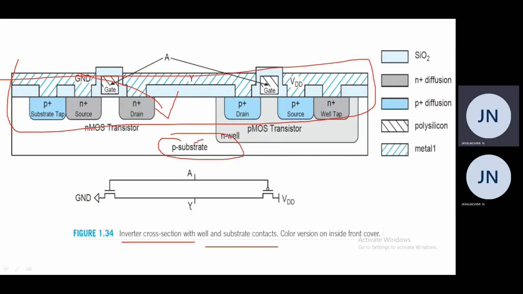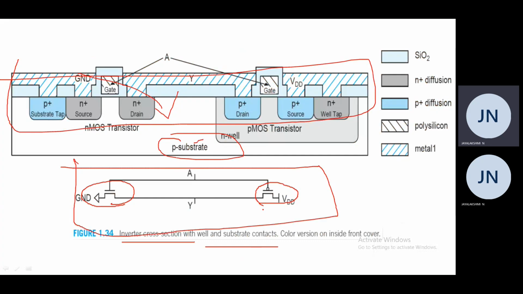The inverter has one PMOS transistor, that is the pull up network consists of a PMOS transistor and the pull down network consists of an NMOS transistor. This figure is the schematic diagram of an inverter. It consists of a PMOS transistor and an NMOS transistor. The top of the PMOS should be connected to VDD and the bottom of the NMOS should be connected to ground. Similarly, the gates of both transistors are tied together and given as input A, and the drains of both transistors are tied together and give us output Y.